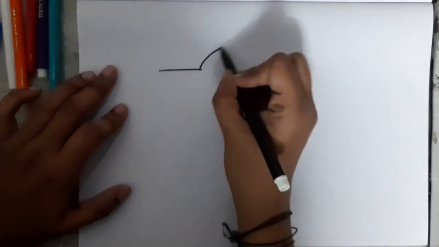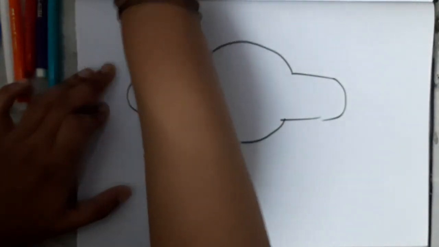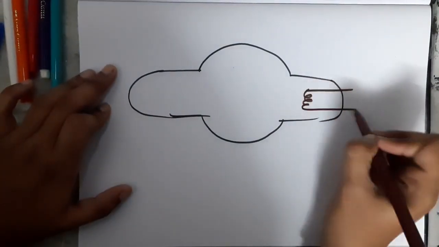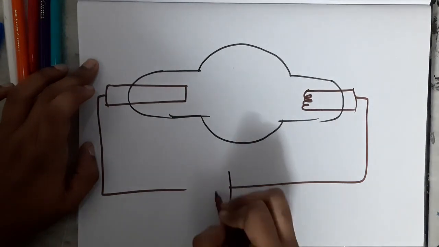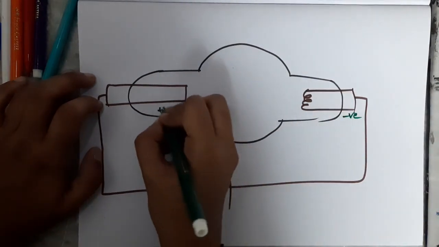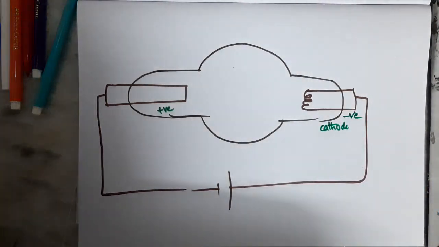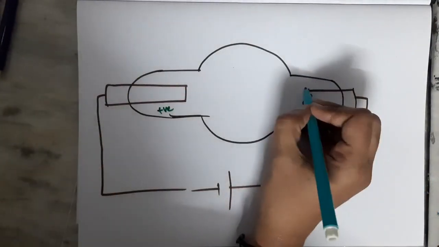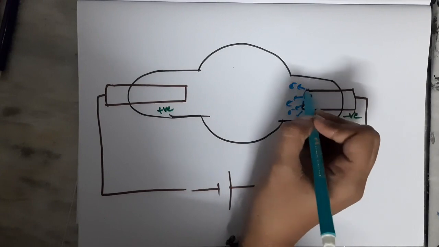Now what is important is the modification of this X-ray tube. So we will see how the X-ray tube is modified, especially in regard to the cathode. That is also important. So this is the cathode, this is the anode. Now current is applied. This cathode is negatively charged, whereas the anode is positively charged. So this cathode is now emitting the electrons.